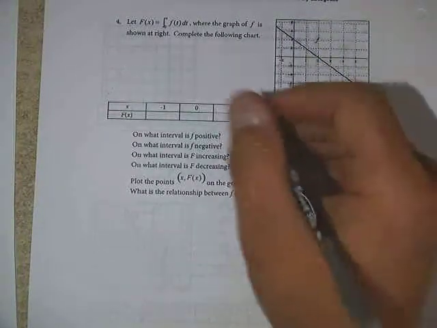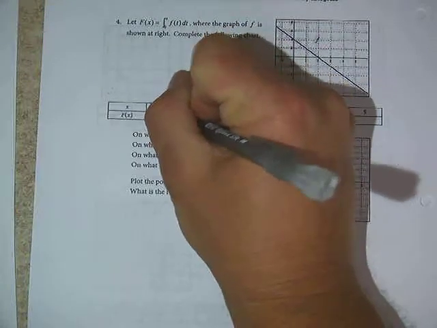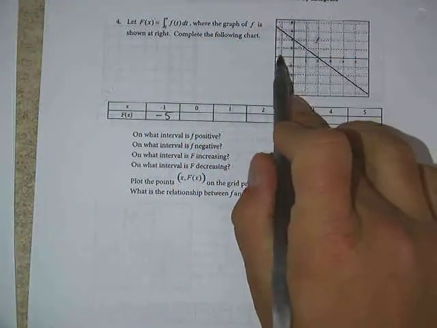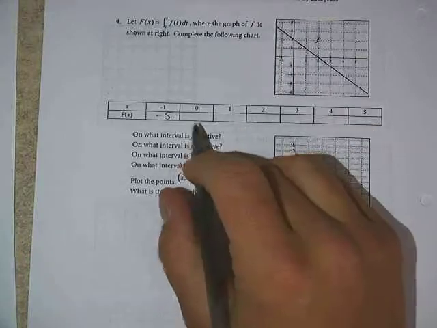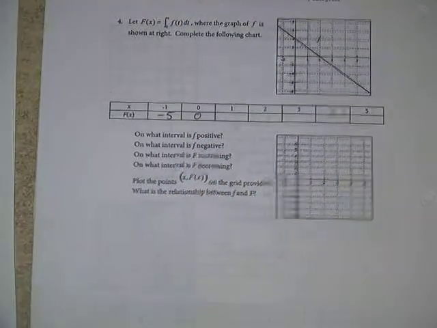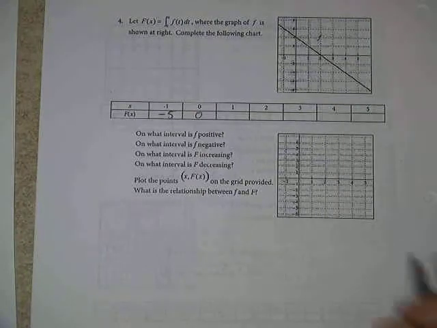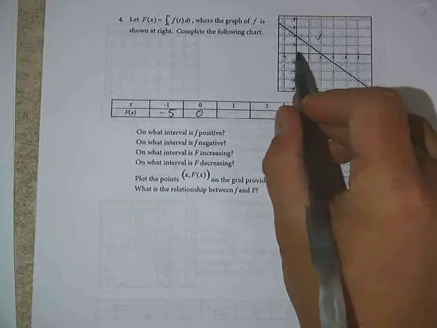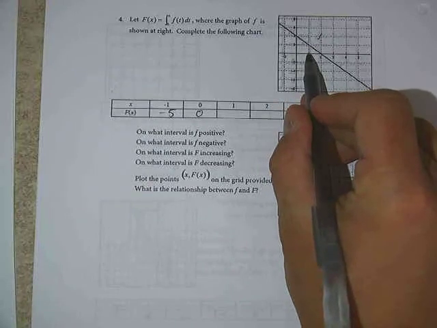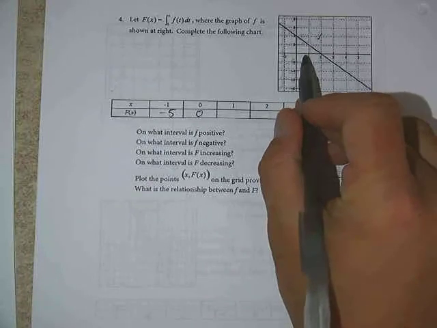So 0 to negative 1, we're going over to here. So it's a trapezoid. It's 1. So it's a half times 1 times 4 plus 6. So a half times 1 times 4 plus 6 would be 5. And why is it negative 5 this time? Because it's above the x-axis and we're going left. 0 to 0, of course, is 0.